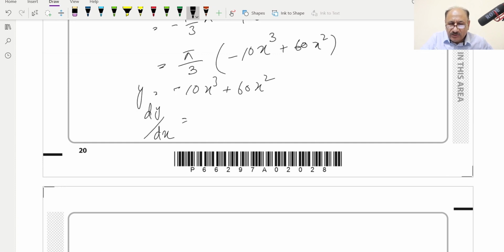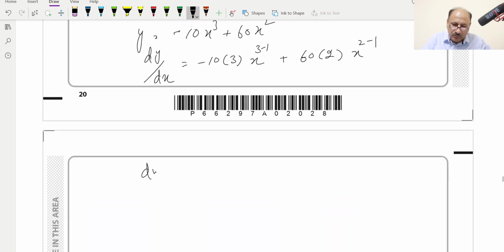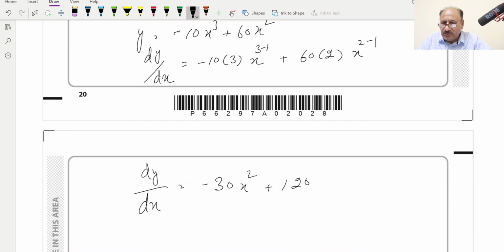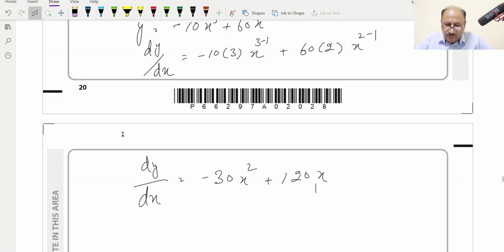Derivative of this one is minus 10, and the power we will be pulling first, so x raised to 3 minus 1. Plus 60, and the power will be pulled first, so x raised to 2 minus 1. So the final answer we can write over here: dy over dx will be equal to minus 30x squared plus 120x, and this will be the equation for dy over dx.